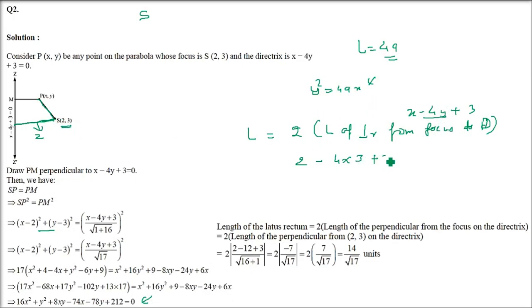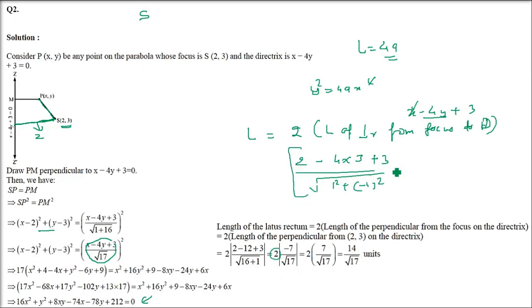2 minus 4 into 3 plus 3, divided by under root of, take the coefficient of x 1, take the coefficient of y 4, minus 4 whole square. So you get 2 minus 12 plus 3. So that is going to be minus 7. Minus 7 by under root 1 square plus 4 square. That is 1 plus 16, 17. Under root 17 we are talking about.